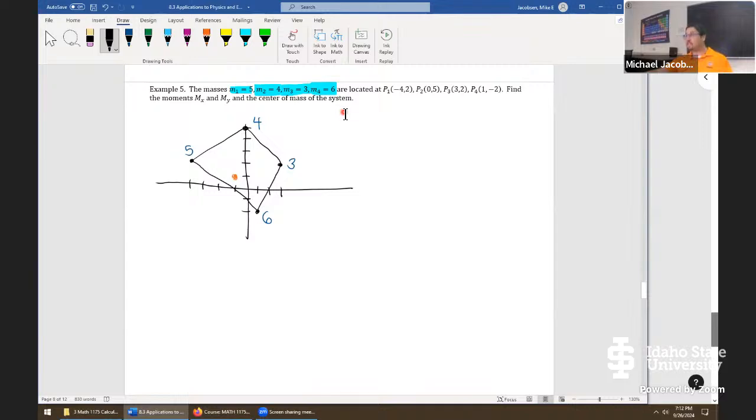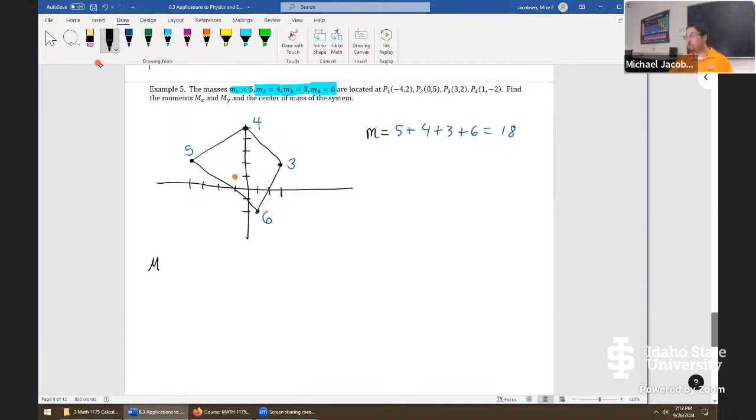Well, the thing we have to do next is, let's start calculating the formulas we need. We need total mass M. That one's pretty quick to calculate. You just take the mass as 5 plus 4 plus 3 plus 6. So the total mass of the system is 18. Next computation is a little bit longer, but not too bad.